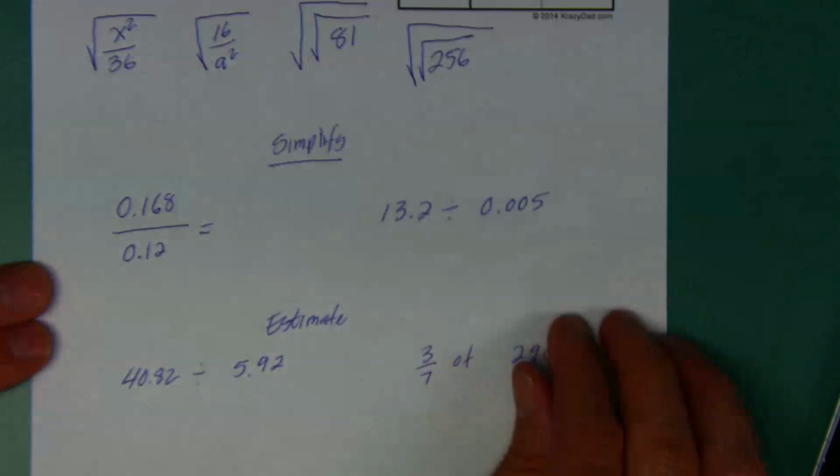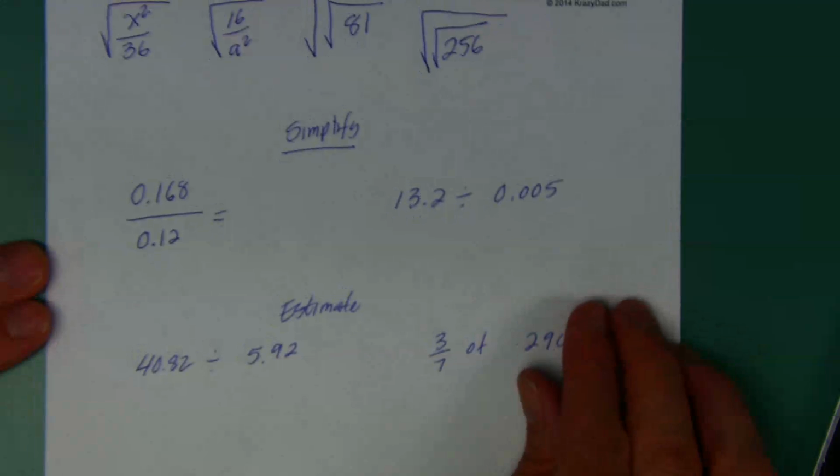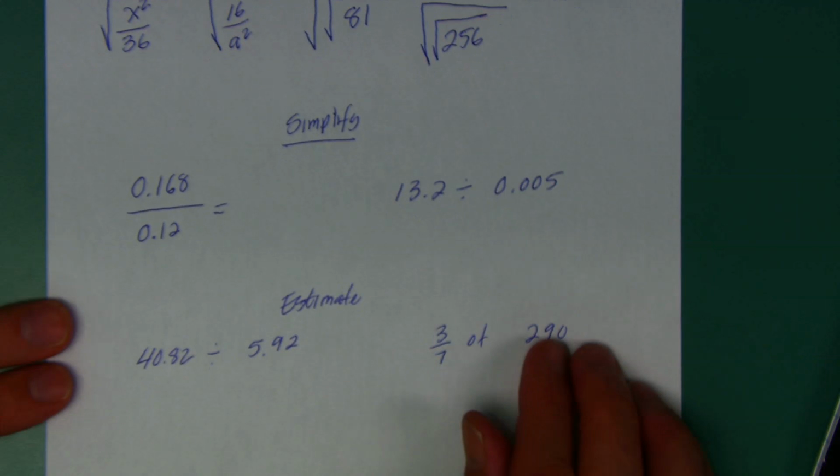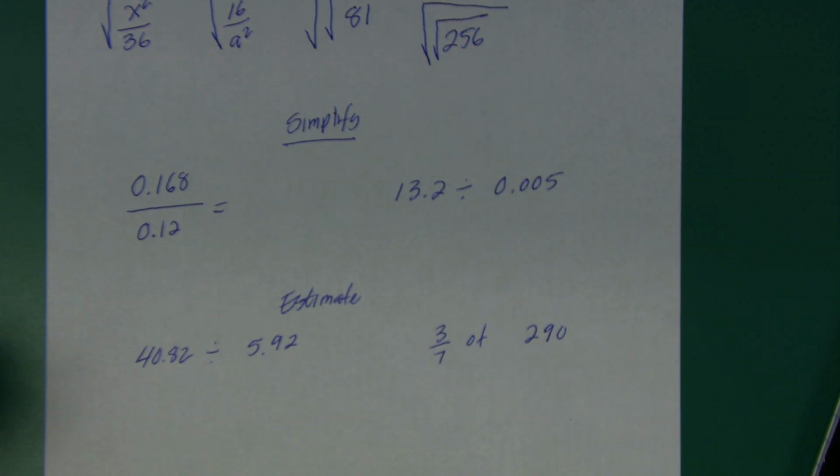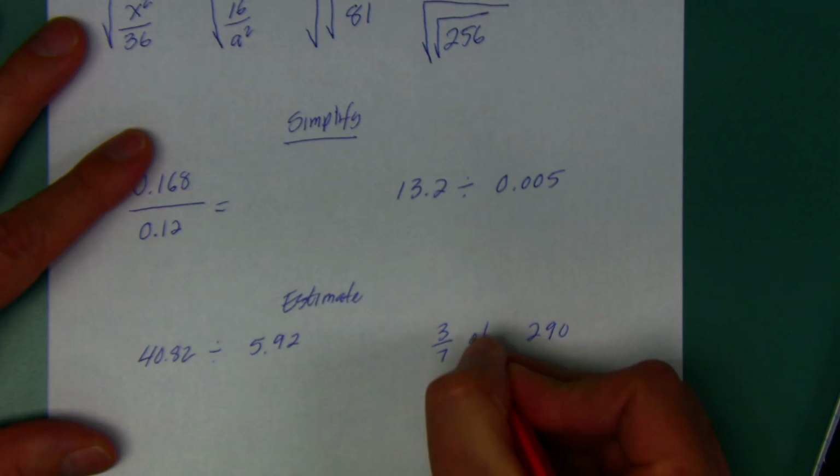All right, let's get the bottom half now. You got two simplifying problems, and those are both division. Right? And then you have two estimating problems. One's dividing and the other is, what does "of" mean again? Who knows? Hopefully you guys are saying multiply.